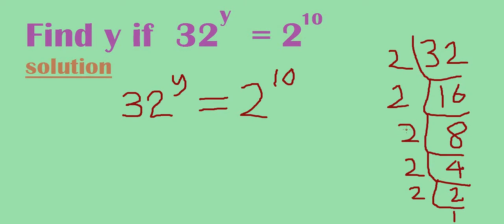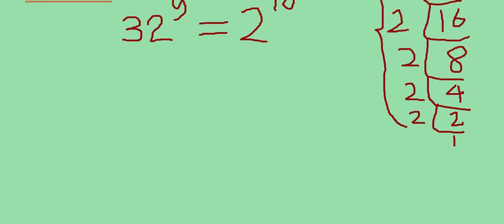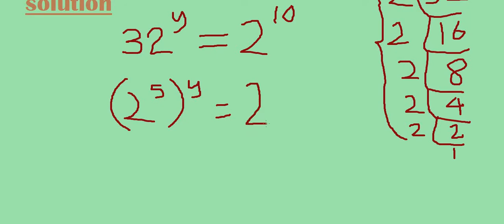So we are going to see that we have 5 2s. So 1, 2, 3, 4, 5. So this will be 2 power 5. So here we are going to write this 32 in the other way, exponentially. It is going to be 2 power 5. But also we remember that all of this is raised to power y equals 2 power 10.